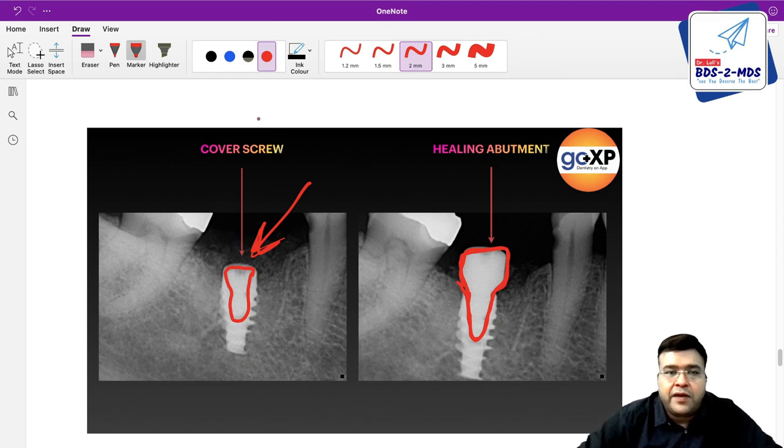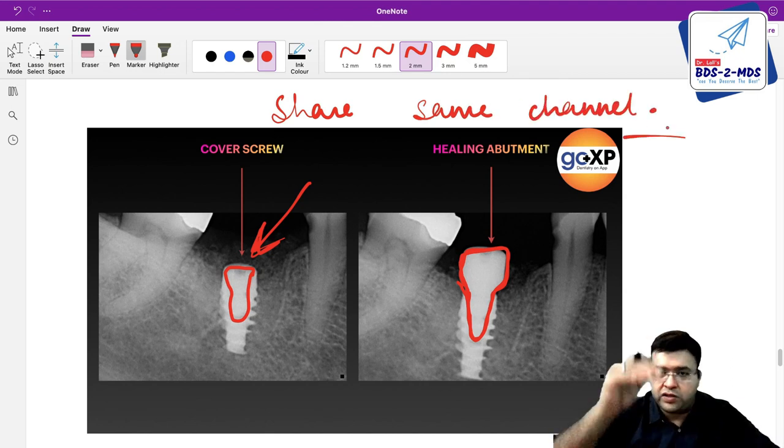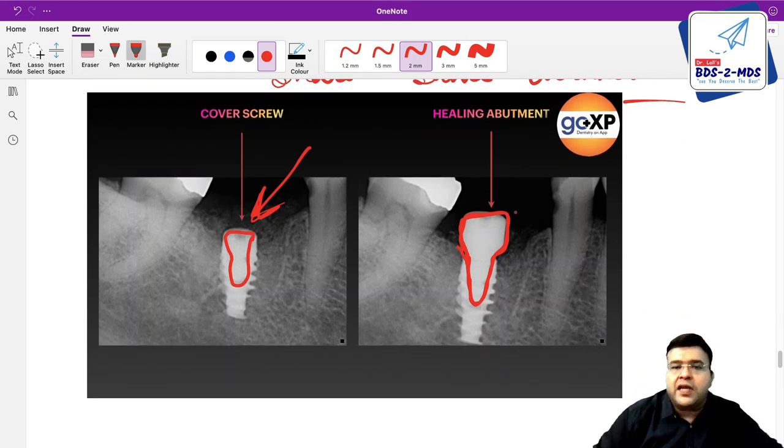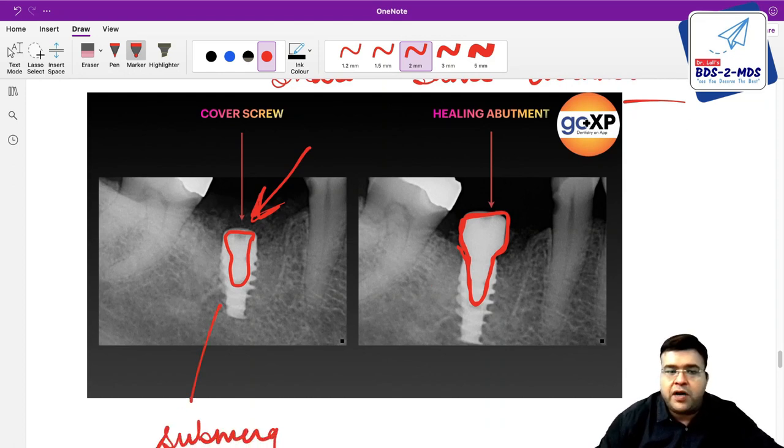So both of them share the same channel, right? The channel is the same. The cover screw is smaller, goes deep, and is submerged, whereas the healing abutment is transepithelial. The cover screw is always submerged into the tissue and the healing abutment is transmucosal, right? It is transmucosal, the healing abutment.